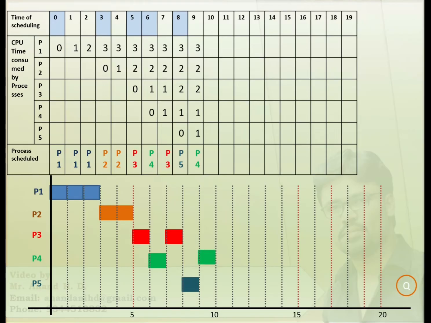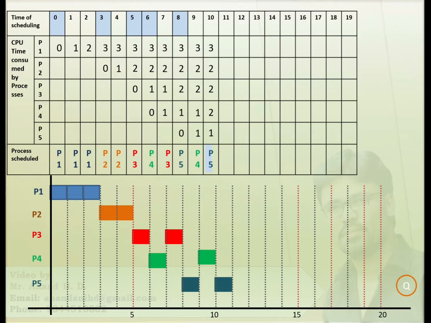So at 10 time units, we have 5 processes in the ready queue with process P4 consuming 2 time units, process P1 has executed for 3 time units, P2 has executed for 2 time units, P3 also executed for 2 time units, and P5 has executed for 1 time unit. So out of these 5 processes, we can see that process P5 is least completed with 1 time unit. So process P5 will be selected for execution and it is going to execute from 10 to 11 time units.